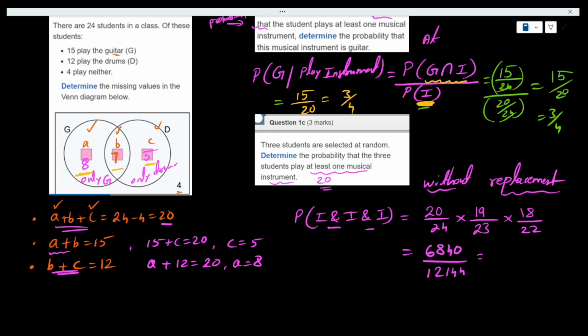And you can take it as a decimal also. If I'm taking it as a decimal, I'm getting approximately, to 3 significant figures, 0.563, right? So this is the probability. Your probability is always going to be less than 1. That you need to remember. So this is the way. Let us go for the next question.